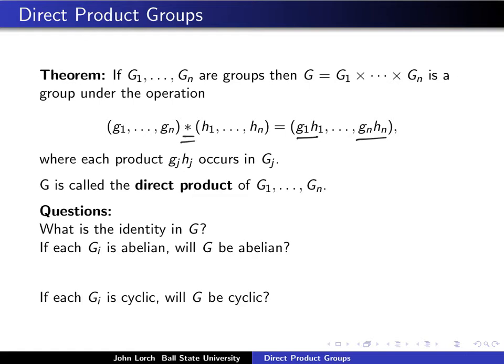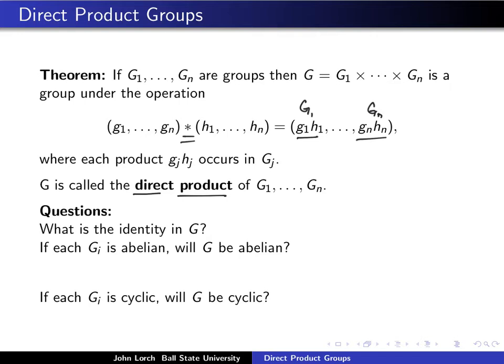That means, for instance, that little g1 times little h1 needs to be computed inside of the group capital G sub 1, and so on until we get to the end of the n-tuple, where that last product needs to be computed within the group capital G sub n. So a group like this capital G has a name. It's called the direct product of the original groups, G sub 1 through G sub n.